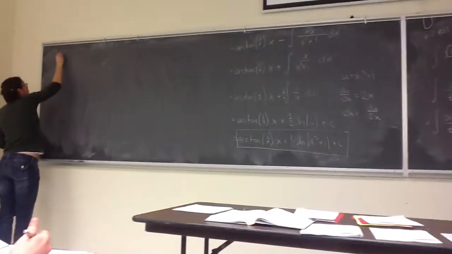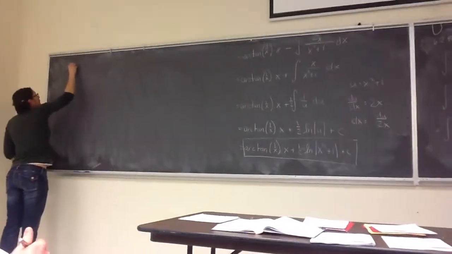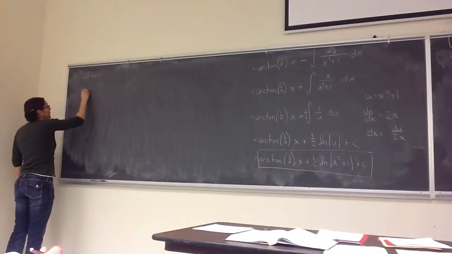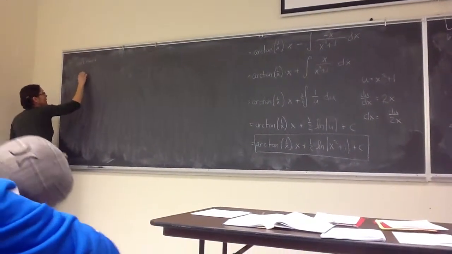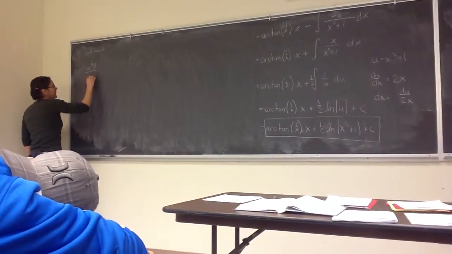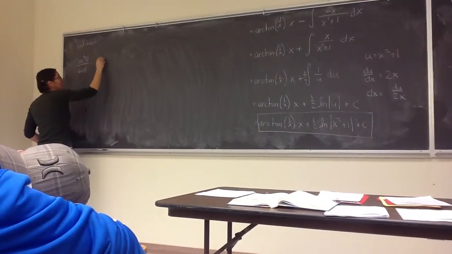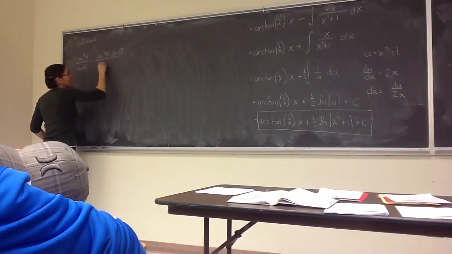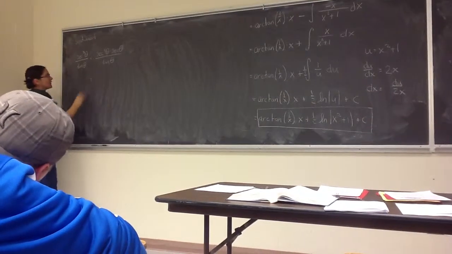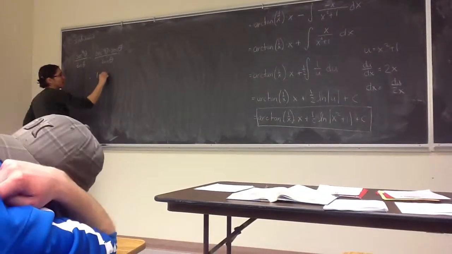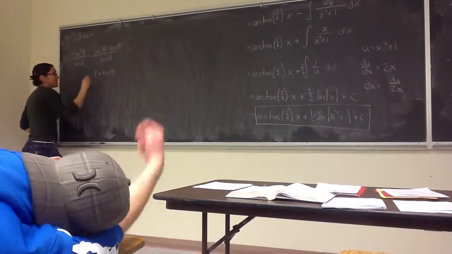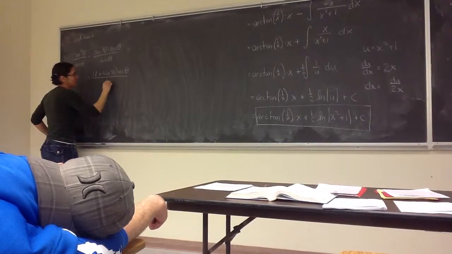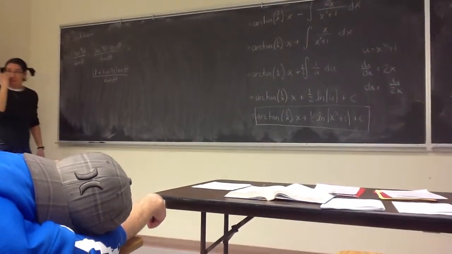So this is our scratch work over here on the side. So let's see if we can come up with anything useful. Secant cubed theta over tangent theta is the same as secant squared theta times secant theta over tangent theta, which is 1 plus tangent squared theta times secant theta over tangent theta.